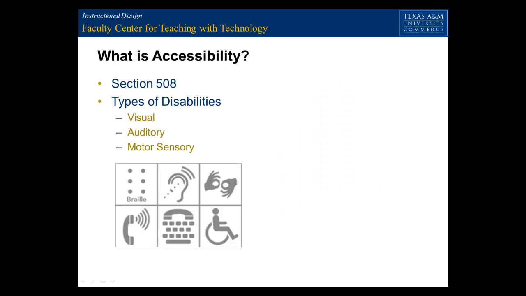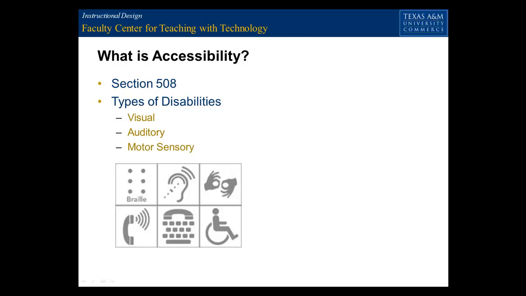Section 508 is an amendment to the United States Workforce Rehabilitation Act of 1973. It's a federal law that mandates that all electronic and information technology developed, procured, maintained, or used by the federal government be accessible to individuals with disabilities. Technology is deemed accessible if it can be used as effectively by people with disabilities as by those without. Although only applicable to federal entities at the moment, Section 508 outlines best practices that all organizations should strive to model. The 3 disabilities outlined in Section 508 are visual, auditory, and motor sensory.